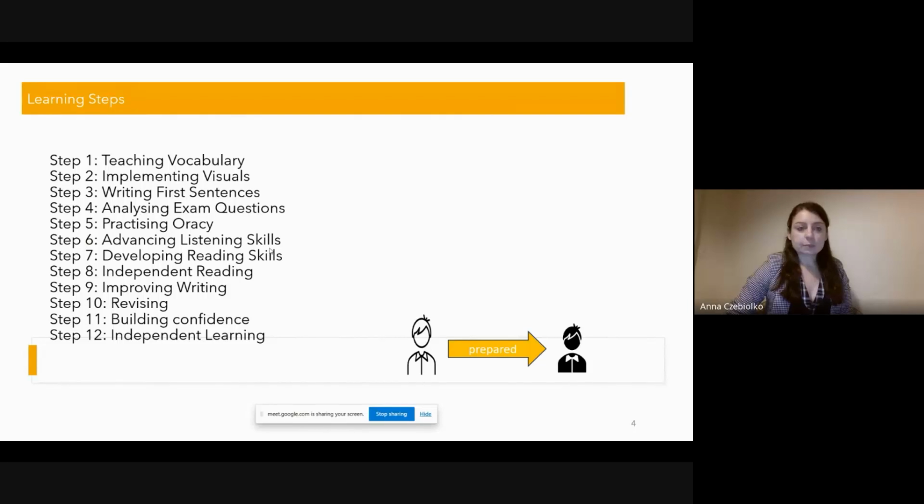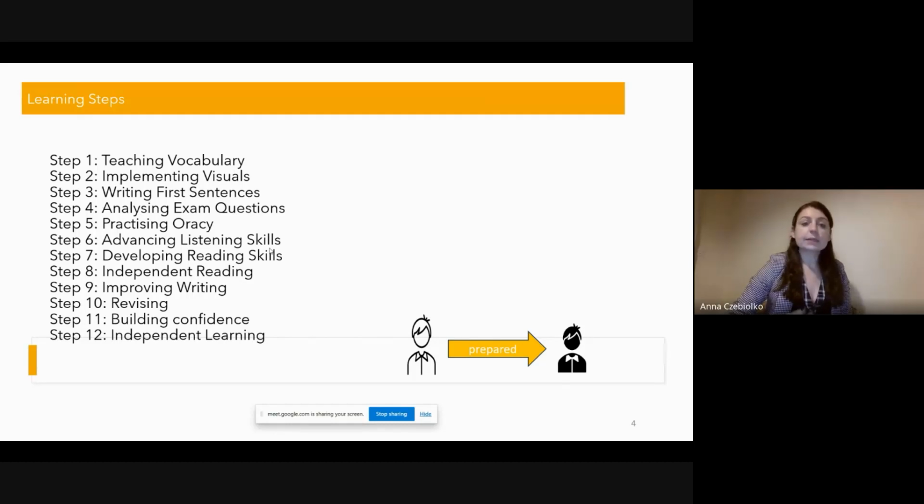So the learning steps in this presentation are, as you can see on the screen, 12 steps. I'm going to start with teaching vocabulary, and I'm going to guide you through different steps to get to the level of independent learning. And the question here is how to prepare the most vulnerable pupils, those who can't speak English, those who join the course in the middle of the school.